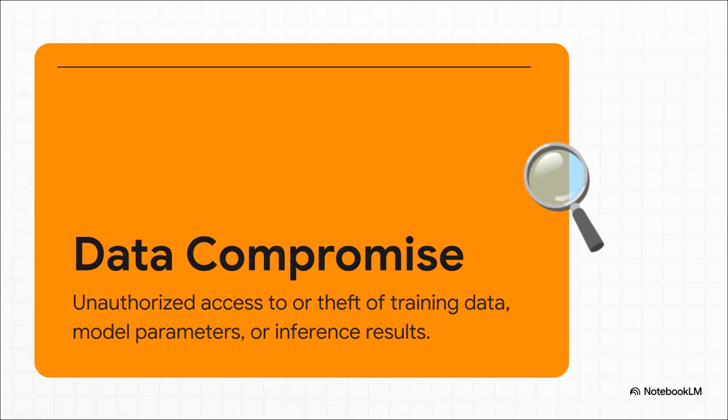First on the list is data compromise. This is when an attacker gets their hands on the secret sauce of your AI, the training data, the model's internal guts, or even just the answers it's spitting out. The fallout from this is huge. We're talking privacy nightmares, compliance failures, and potentially losing your entire competitive edge.